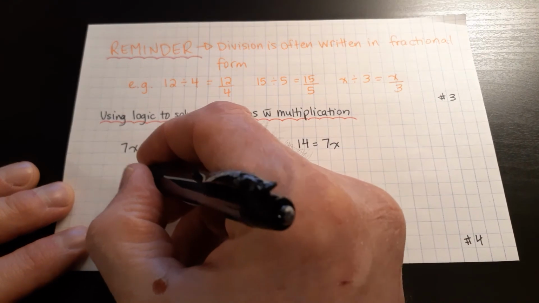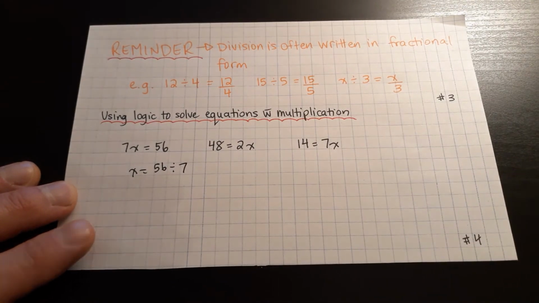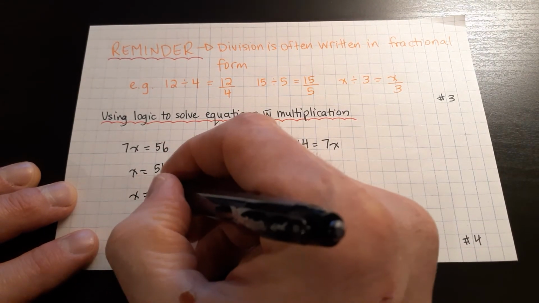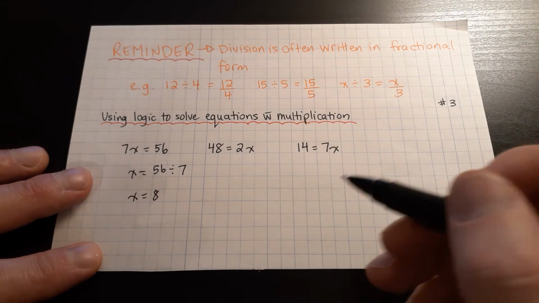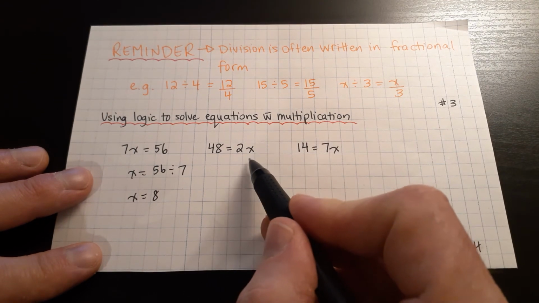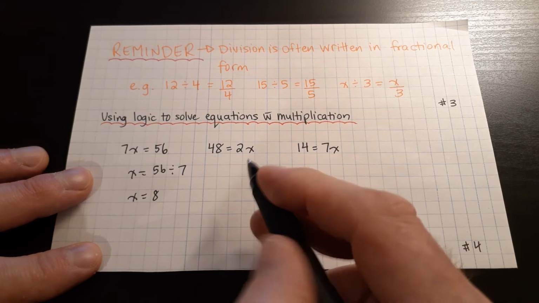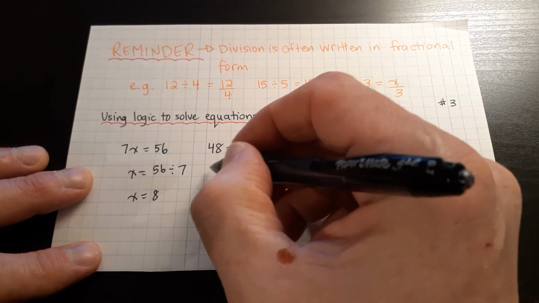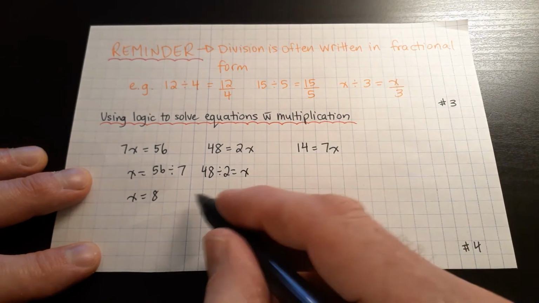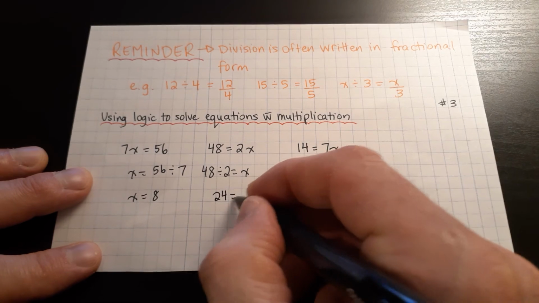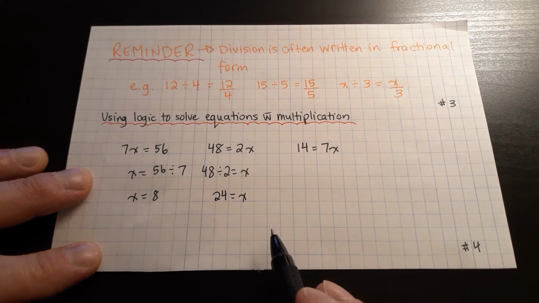And so what I would write here is x equals 56 divided by 7. That's going to undo that. And then x is going to be 8, because I know that 7 times 8 is 56. That's how I could check that. Over here, I know that if I divide 48 by 2, then I can figure out what x is going to be equal to. And so that's what I would write. And 48 divided by 2 is 24. And so I can go double check that 2 times 24 does equal 48.